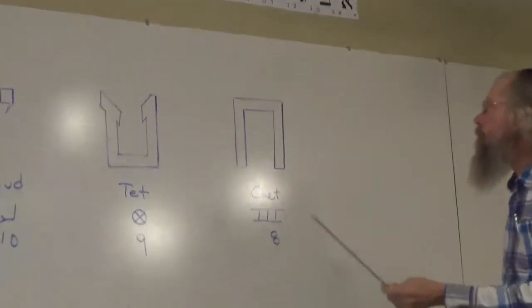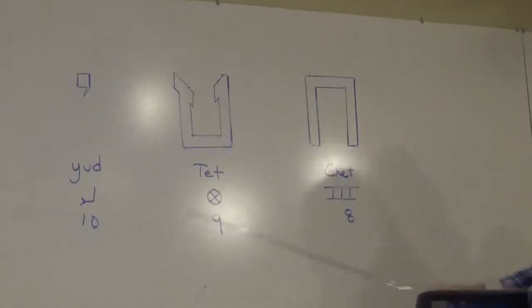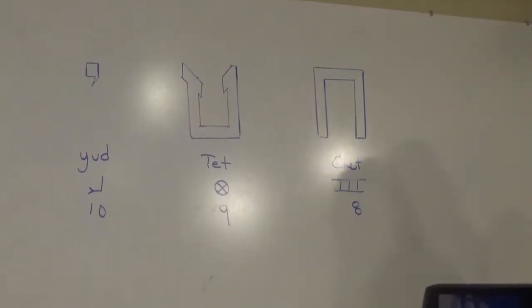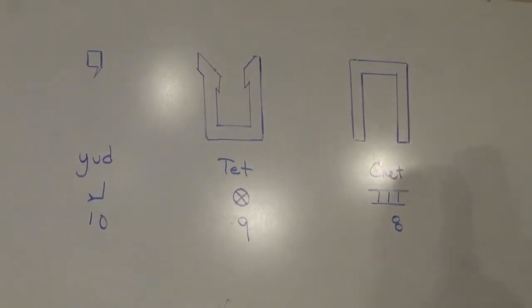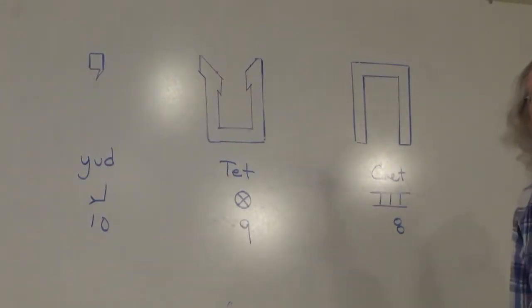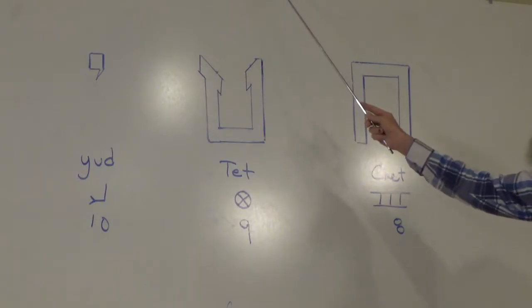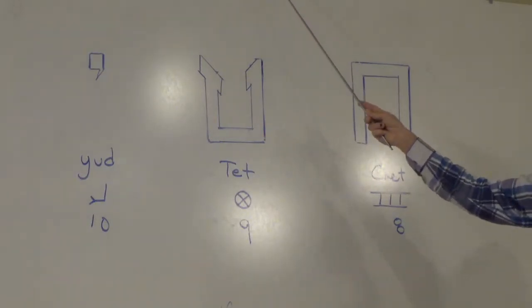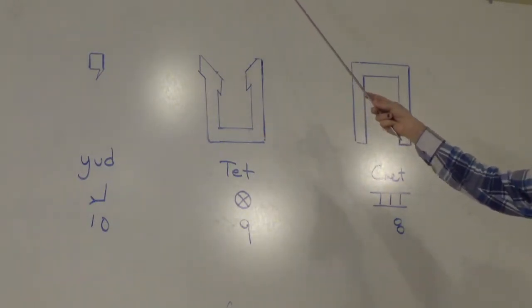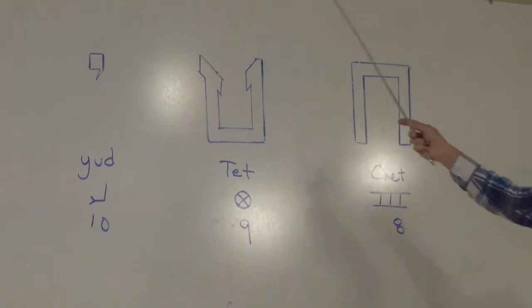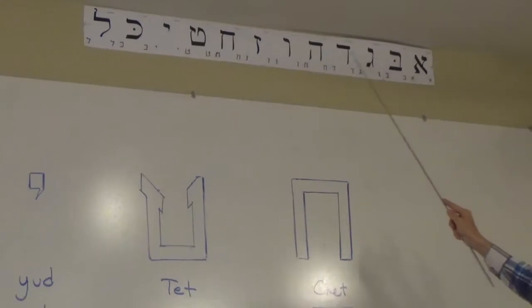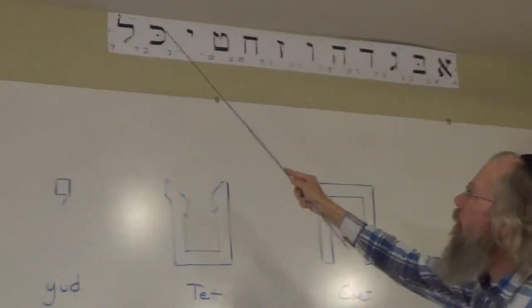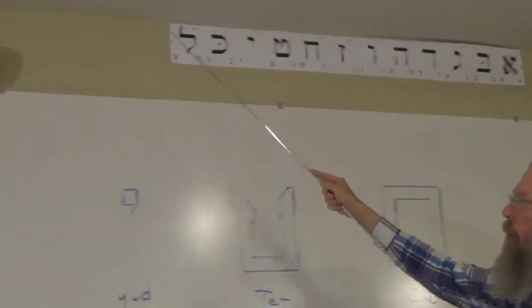Alright, numbers. And Yud, ten, that's the last of the single digits, and from here, you start going by tens. Okay? So, all here was by single digits, now you're going to start going by tens. In other words, 1, 2, 3, 4, 5, 6, 7, 8, 9, 10. Now this one will be 20, 30, 40.